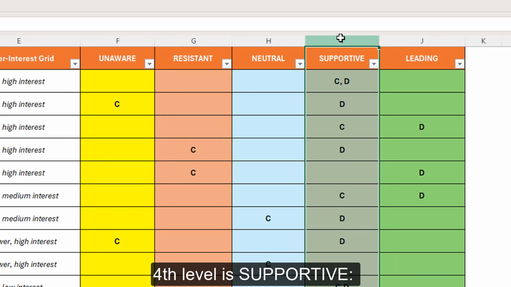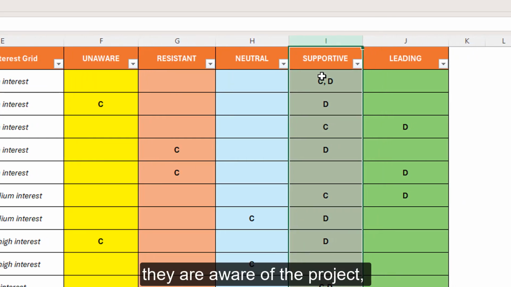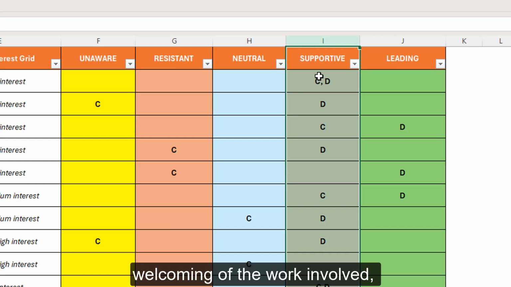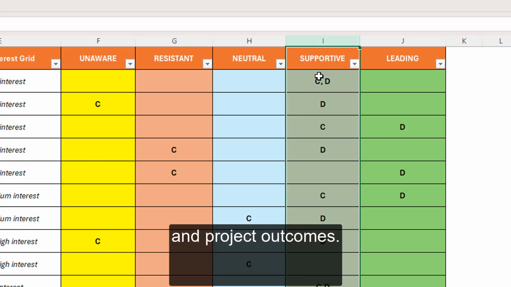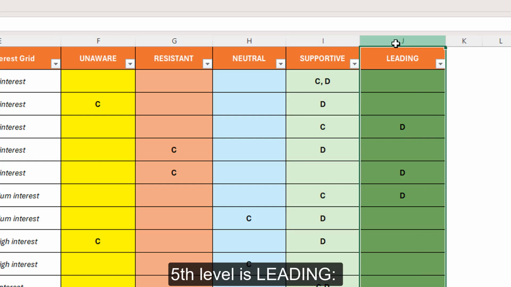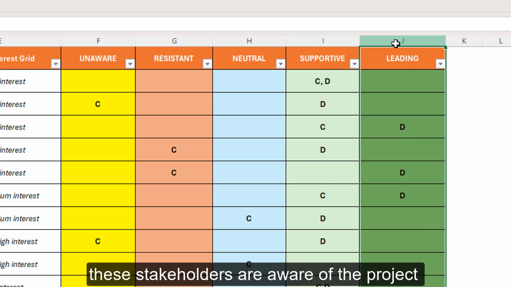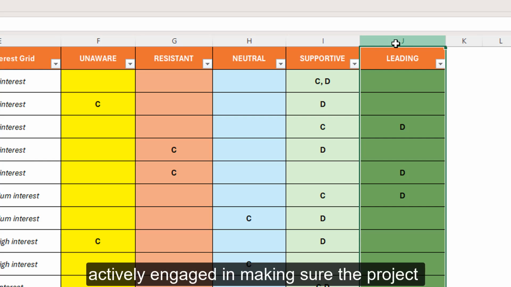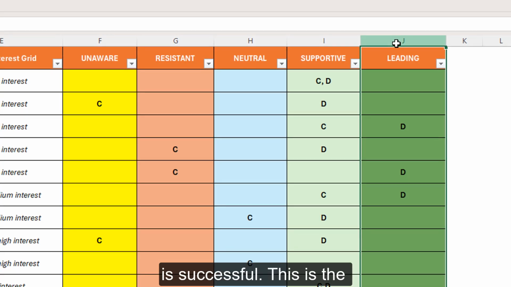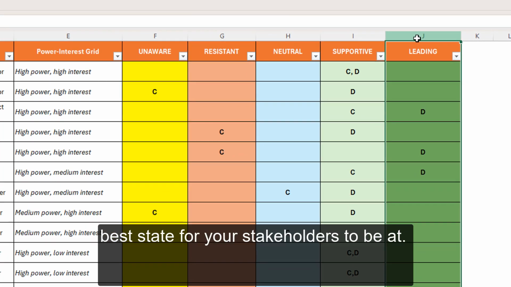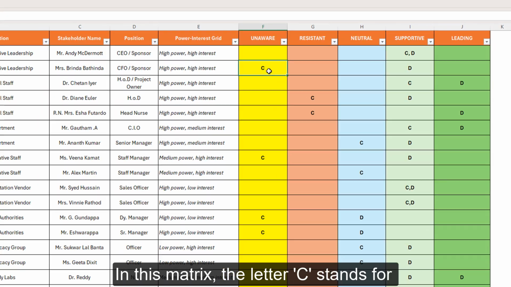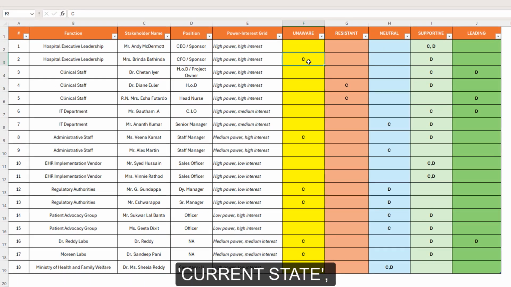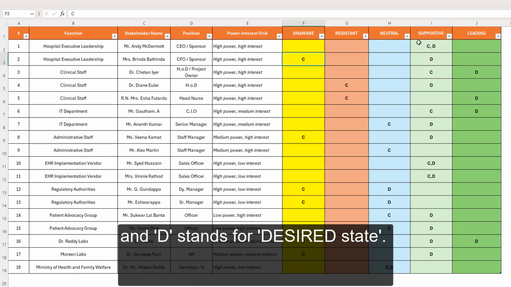The fourth level is supportive. These stakeholders are aware of the project, welcoming of the work involved, and the project outcomes. And finally, the fifth level is leading. These stakeholders are aware of the project and its impacts, and they are actively engaged in making sure the project is successful. And this is the best state for your stakeholders to be at. In this matrix, the letter C stands for current state of the stakeholder and D stands for the desired state.